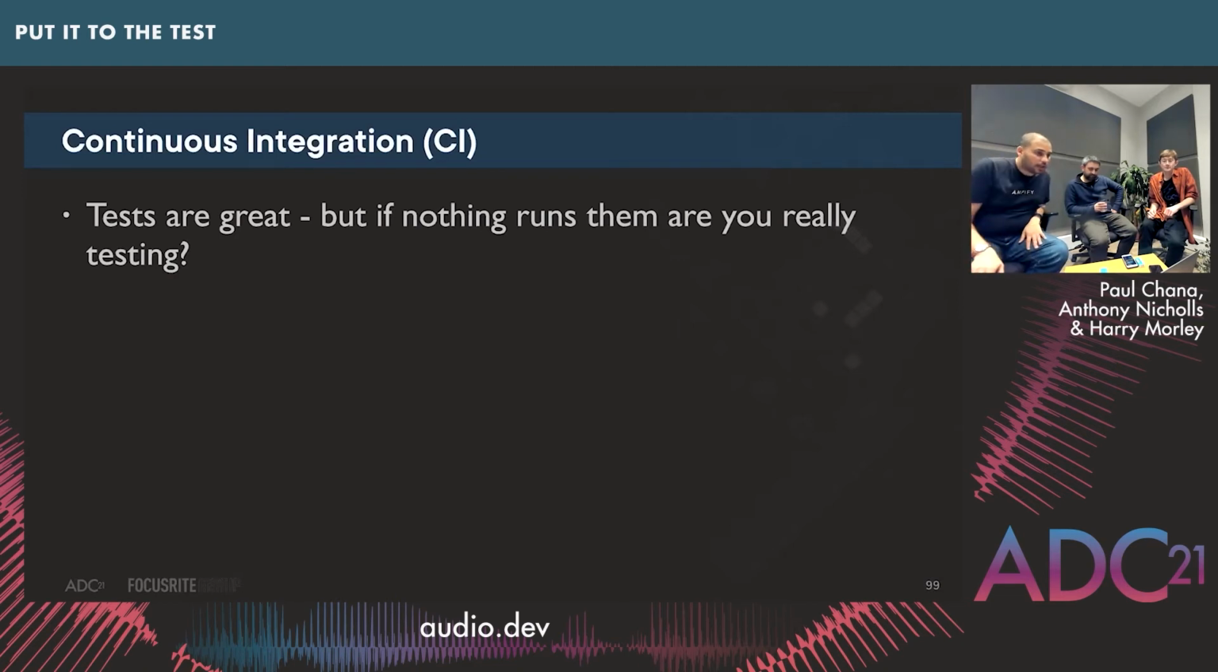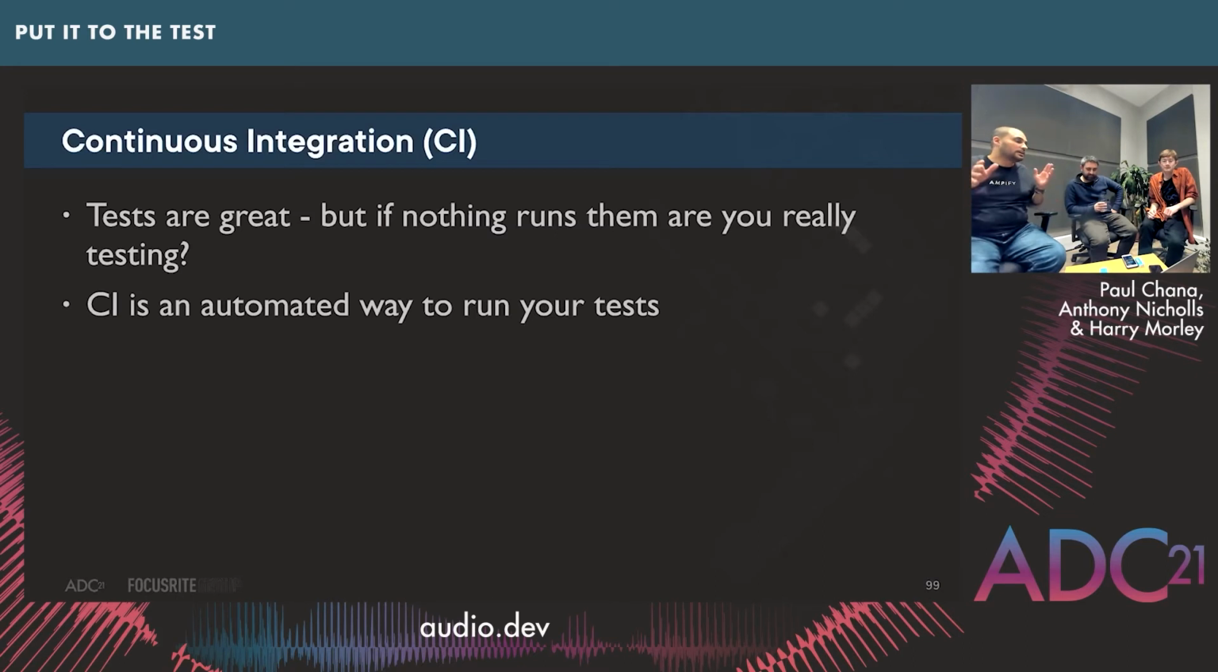So CI is an automated way of running your tests. It can do other things. CI is continuous integration.